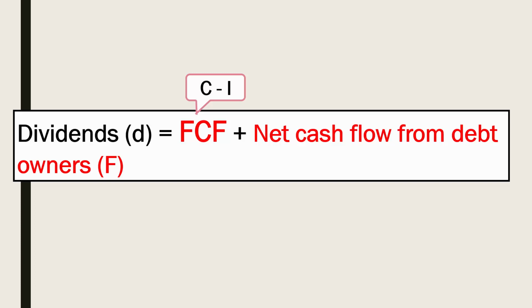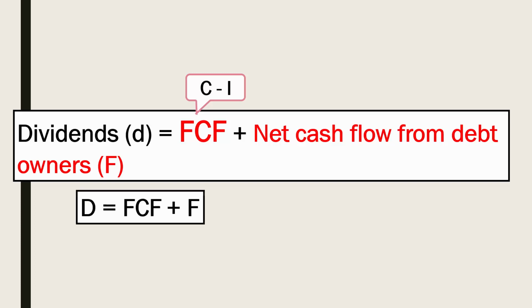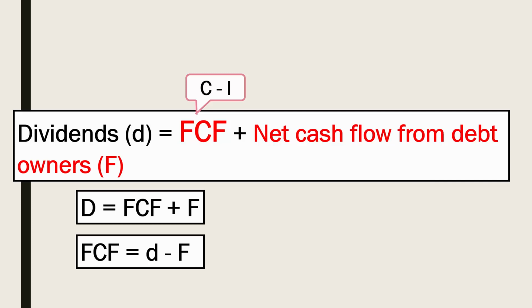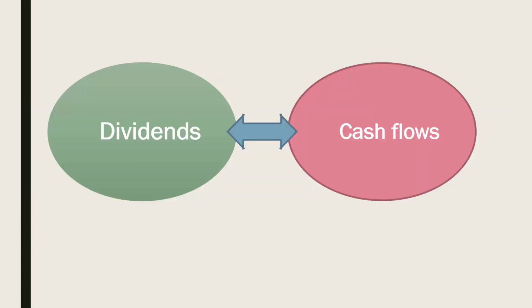Our relationship between dividends and cash flows can be expressed like this. Dividends D equals free cash flow, FCF, plus net cash flow from debt owners, F. Rearranging this expression, free cash flow, FCF, equals dividends D minus net cash flow from debt owners, F. So there is a relationship between a firm's dividends, its net cash payments to its equity investors, and its free cash flow from its operating activities.